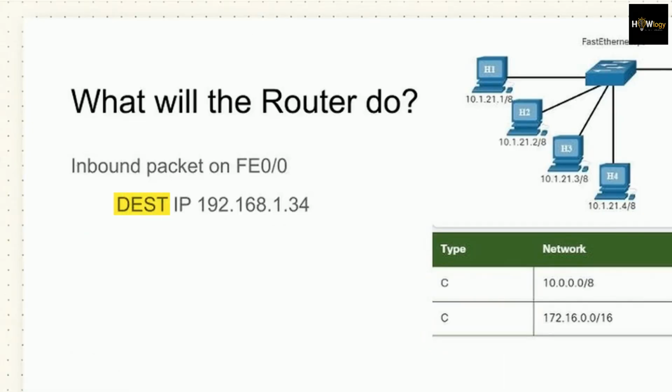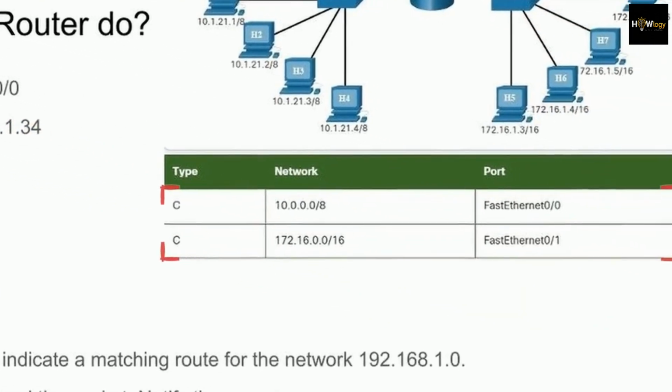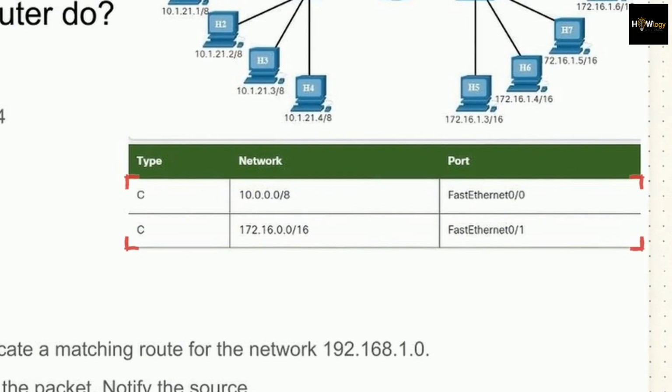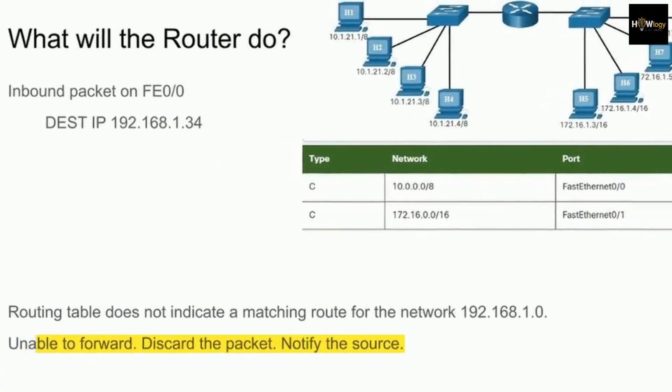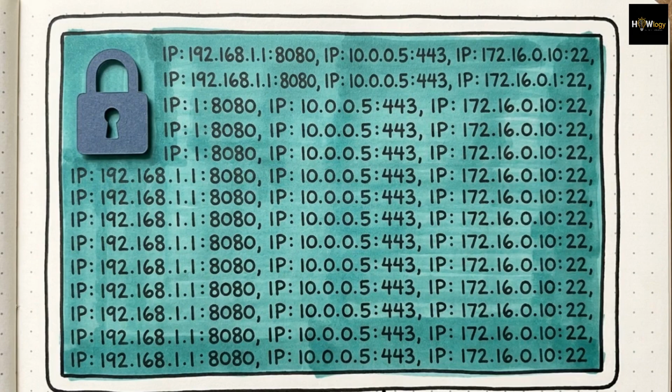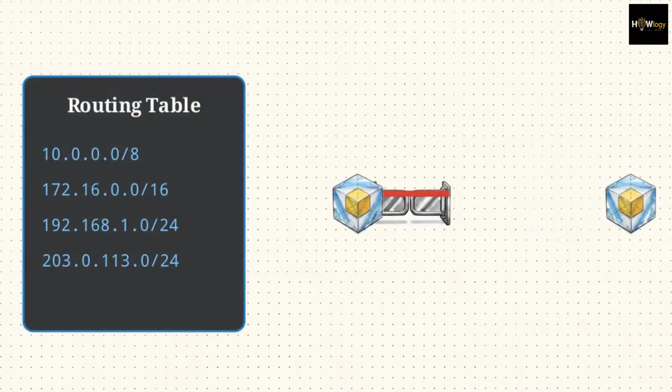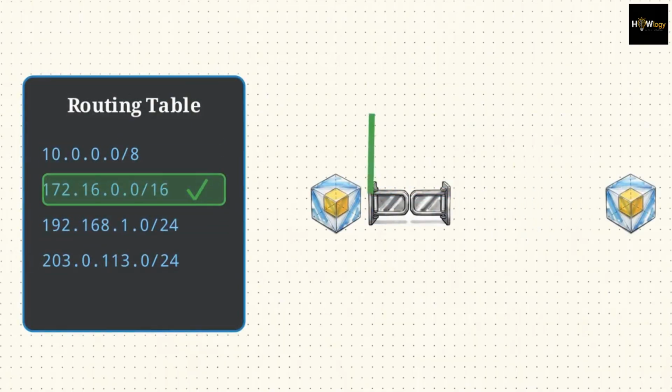The final outcome is rigid. If a packet arrives destined for an IP address, like 192.168.1.34, that does not match an entry in the routing table, the router is entirely unforgiving. It drops the packet in the trash and notifies the sender. The routing table is absolute law. A router cannot guess and it cannot improvise. It will only ever act based on the exact network matches listed in its internal directory.